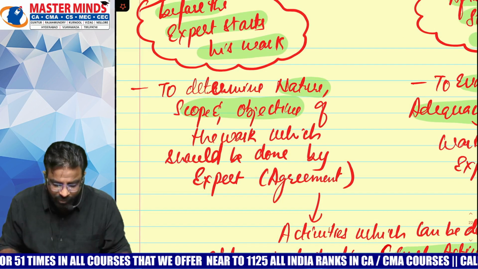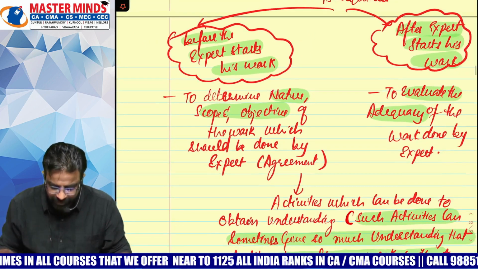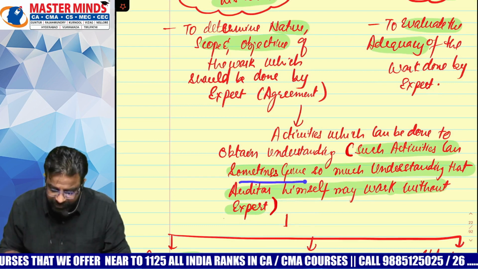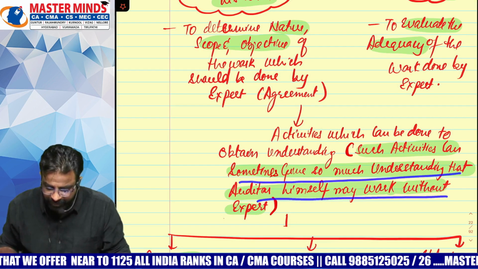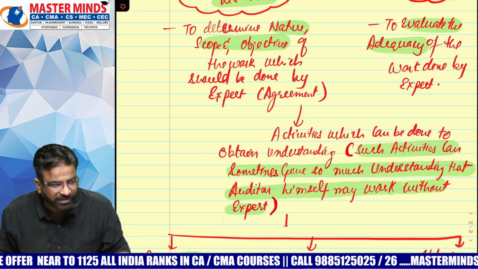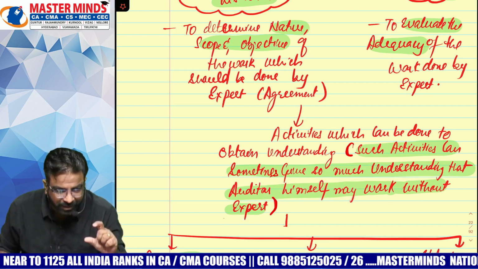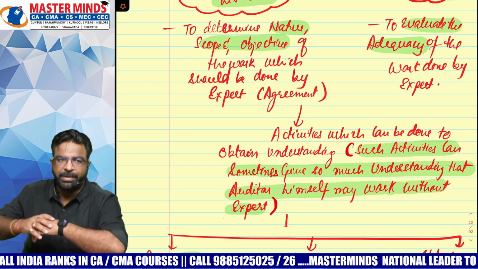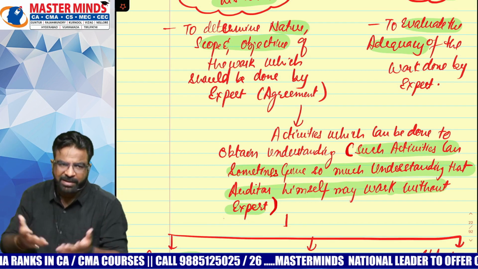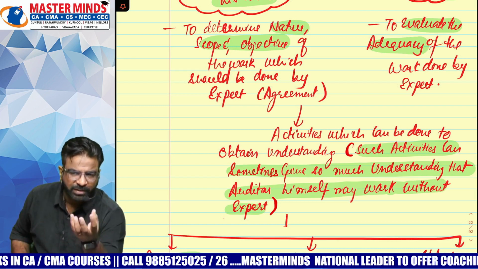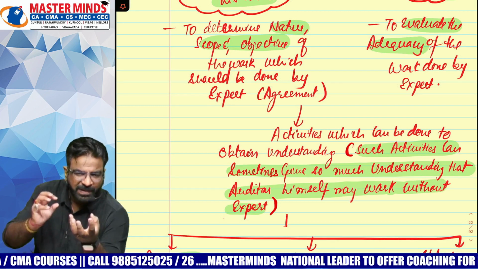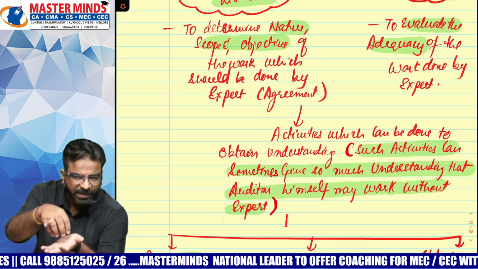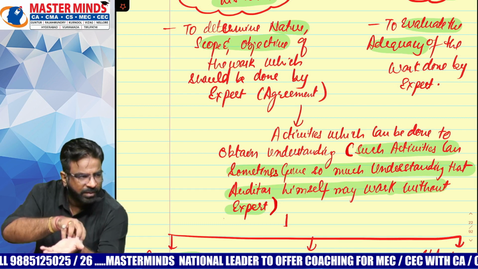Determine the nature, scope, and objective of the work which should be done by the expert, and the activities which can be done to obtain understanding. Such activities can sometimes give so much understanding that the auditor himself may work without what? Expert. That's what I was telling you. Check for what purpose you are hiring an expert. If you think that it is completely technical in nature, you may continue with what? Expert. But if you think that it is less technical and by spending some more time you can also understand that much of the technicality, then it's better that you do the work on your own.